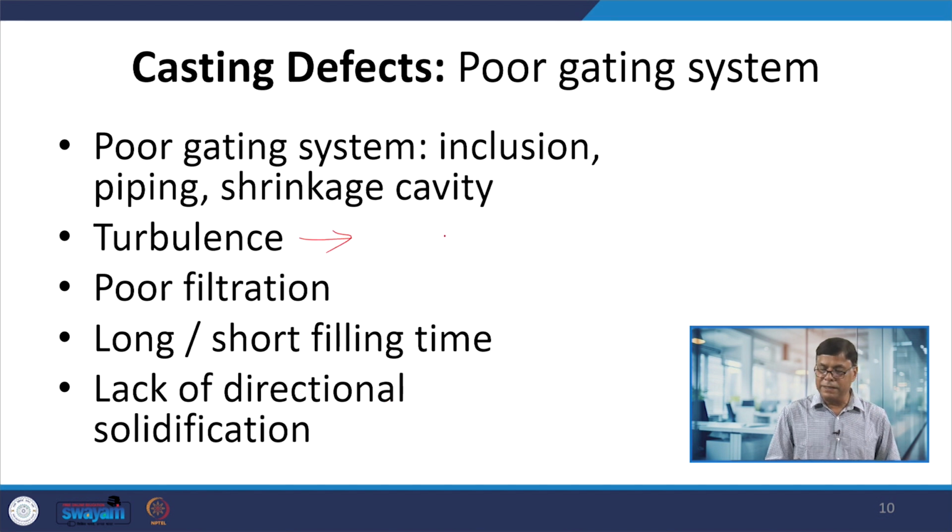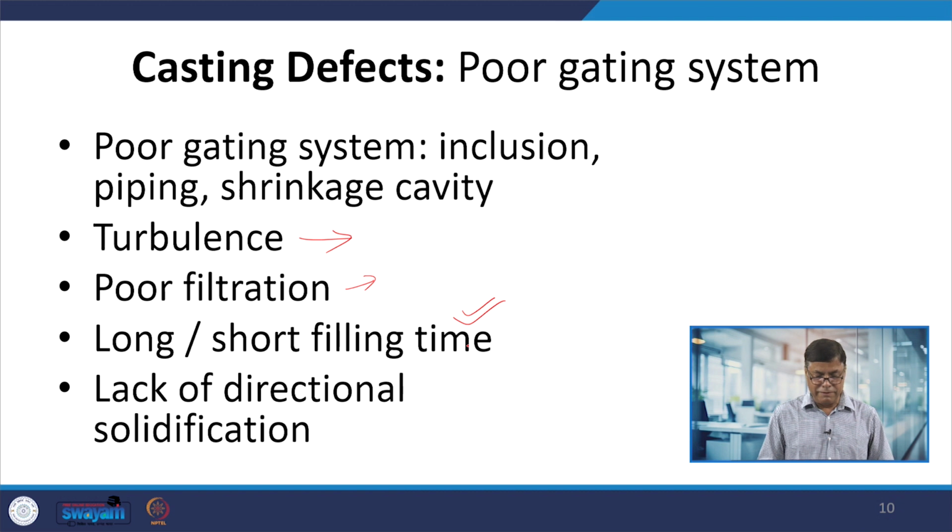Turbulence will increase the possibility of interaction of the molten metal with the gases, thereby increasing the tendency for inclusions and the dissolution of gases in the molten metal, apart from damaging the mold wall due to the excessive turbulence. Then filtration: the impurities present in the molten metal must be filtered out, and if this has not been done properly, those impurities will lead to inclusions and defects in the casting.